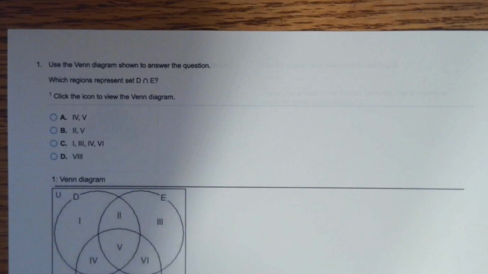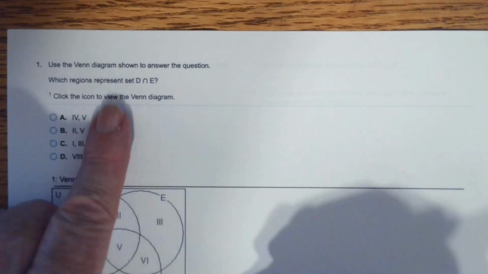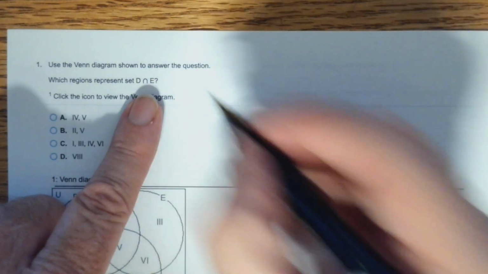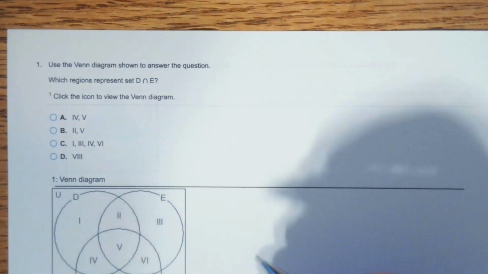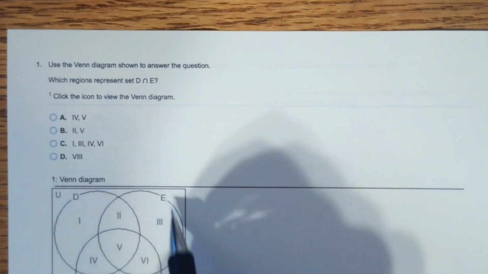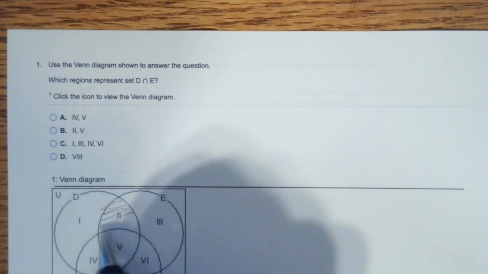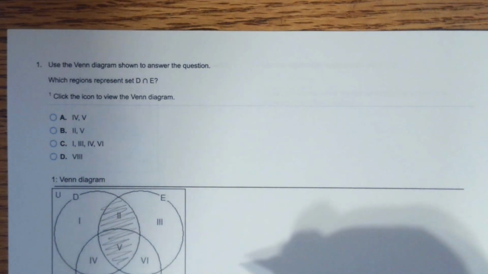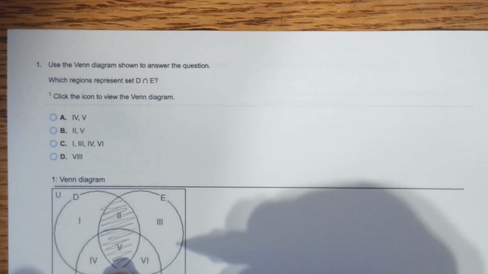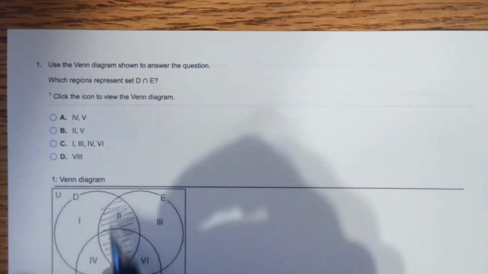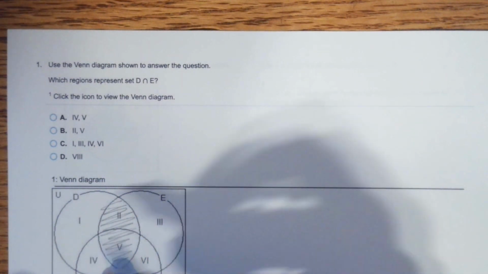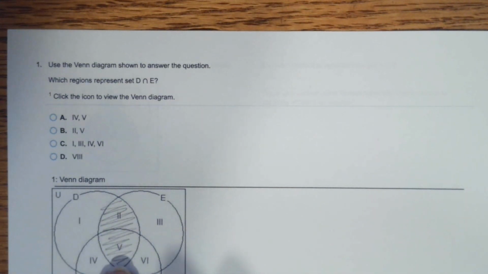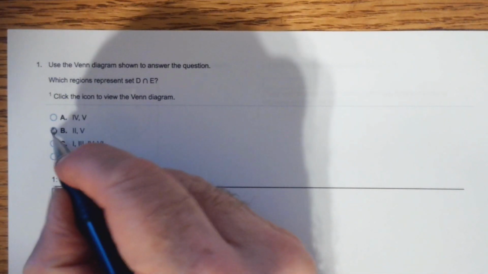Alright, I think we're down to two more. So D intersect E. What do those two sets have in common? Well, here's the D circle, here's the E circle. This is the overlap. Those are the elements, or the regions, that are in the intersection of those two sets. This is the area that's in both sets, or the area they have in common. Well, that's 2 and 5. So that would be B.